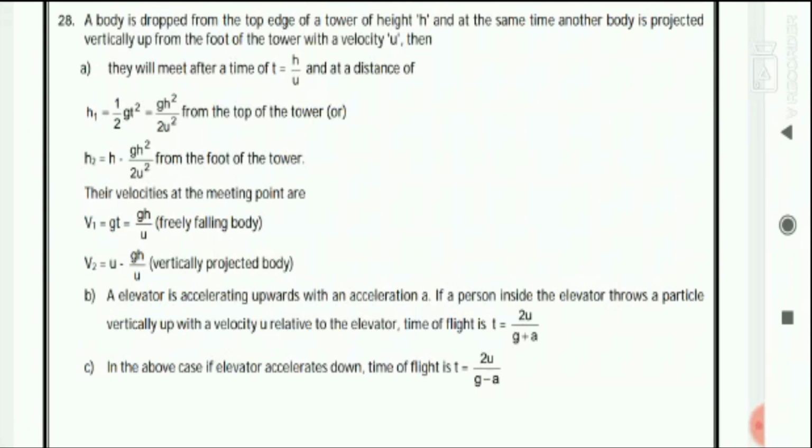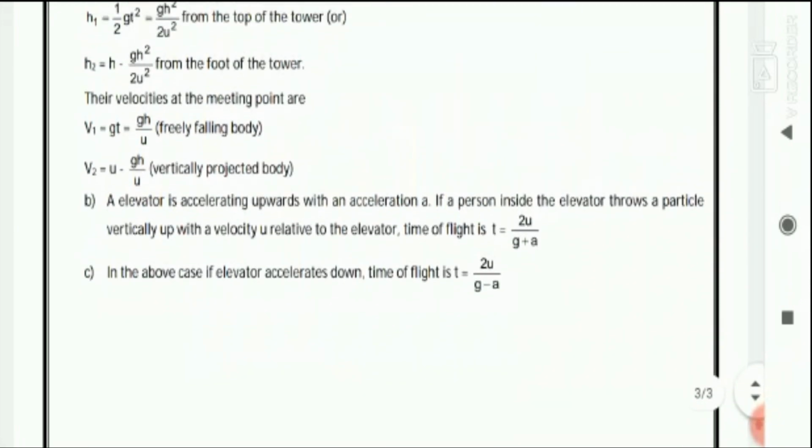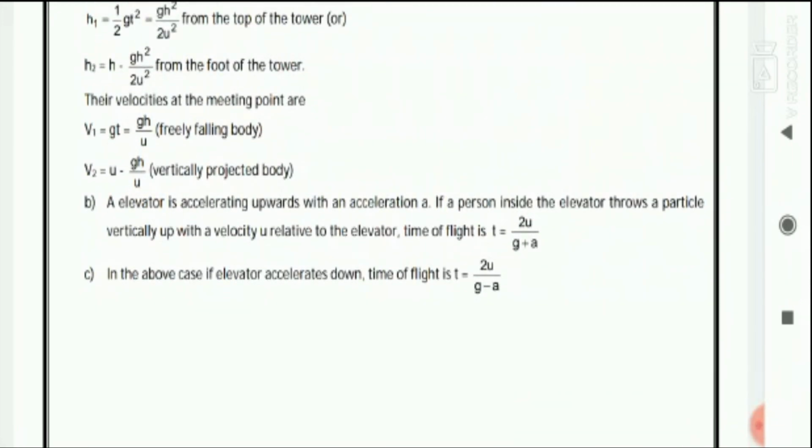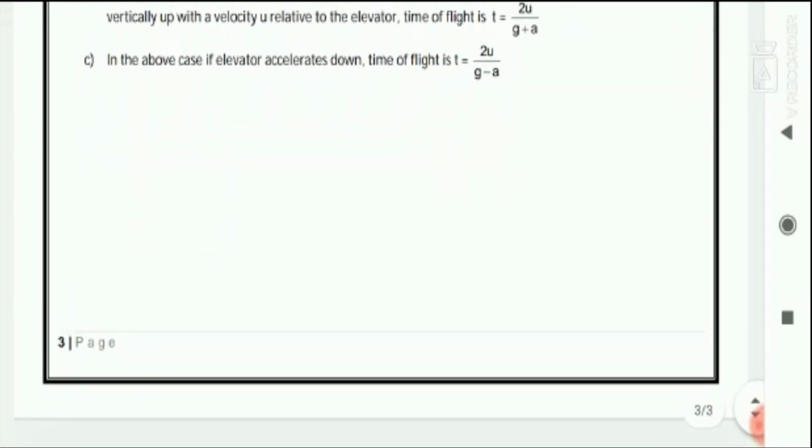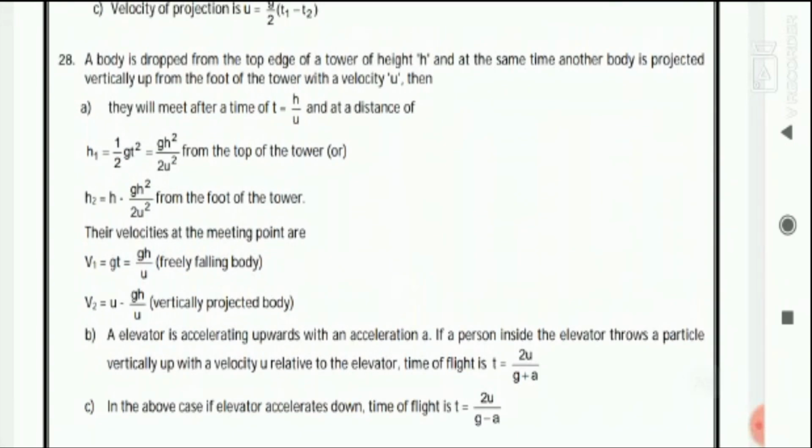And similarly, another important application: an elevator is accelerating upwards with an acceleration a. If a person inside the elevator throws a particle vertically up with a velocity u relative to the elevator, then the time of flight is t equals 2u by (g plus a). The reason is the effective acceleration now becomes g plus a. If it is accelerating down, then it becomes g minus a. So these are all about motion in a straight line.